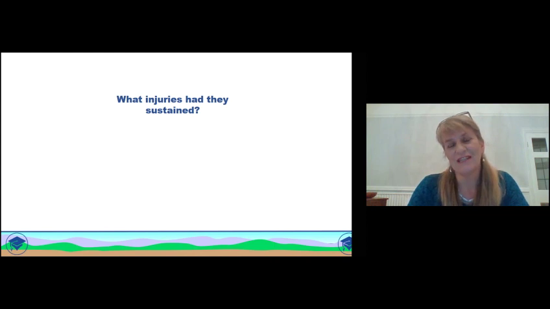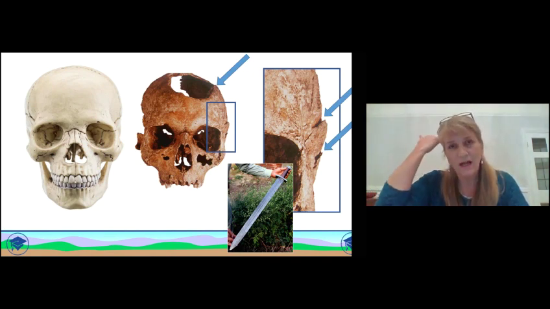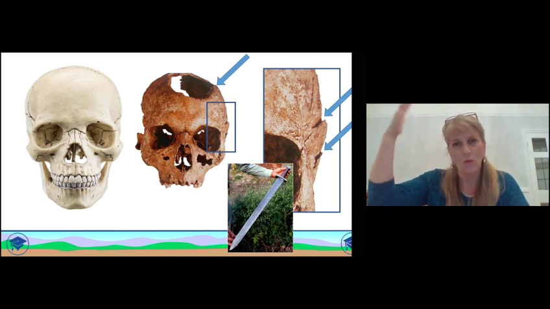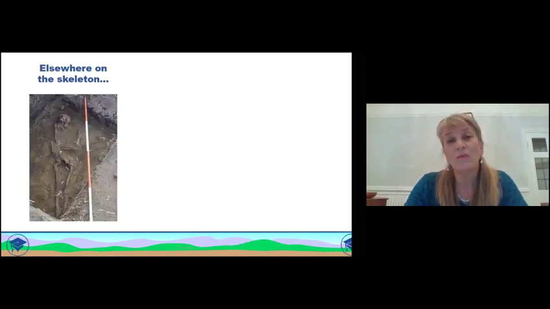So what injuries had this poor female sustained? Well, we've already had a look at the head injuries, those 3 blows to the skull, all from the same direction from behind with a sword, one of which caused a severe injury to the very top of the skull. But again, when we got into the laboratory, we had a careful look over it and we found another injury in a completely different bit of the skeleton.